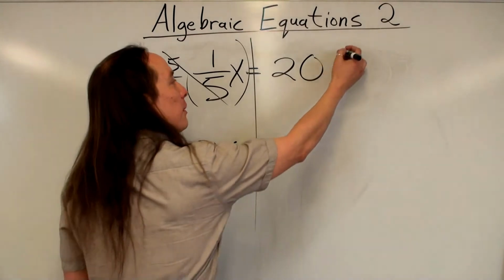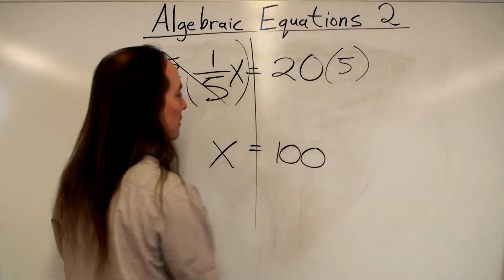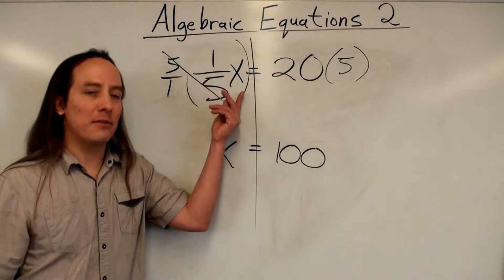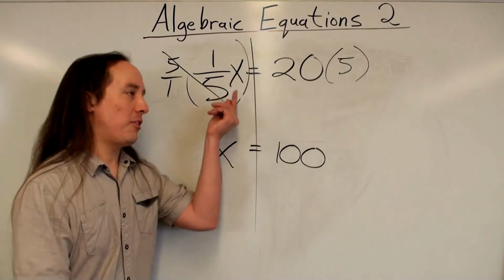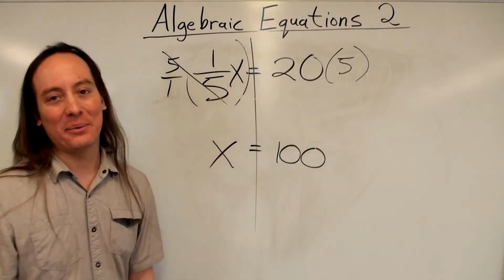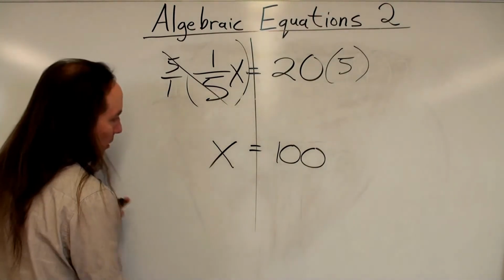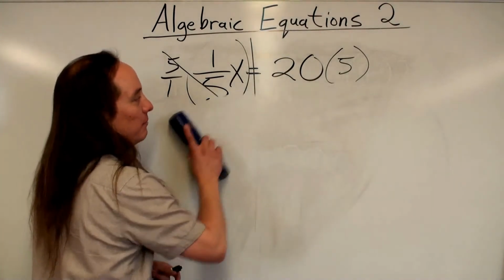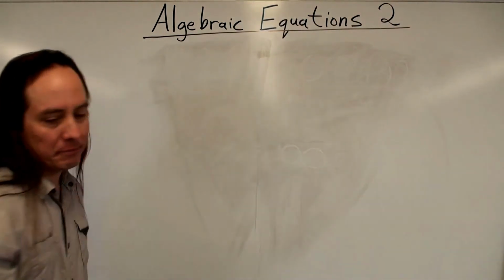So we're going to multiply this side by 5. 20 times 5 is 100. So a fifth of 100 is 20. That's what we're saying. Or a fifth times 100 is 20. So those are a little more tricky. Not the most common. I think the first ones that we did were more common.